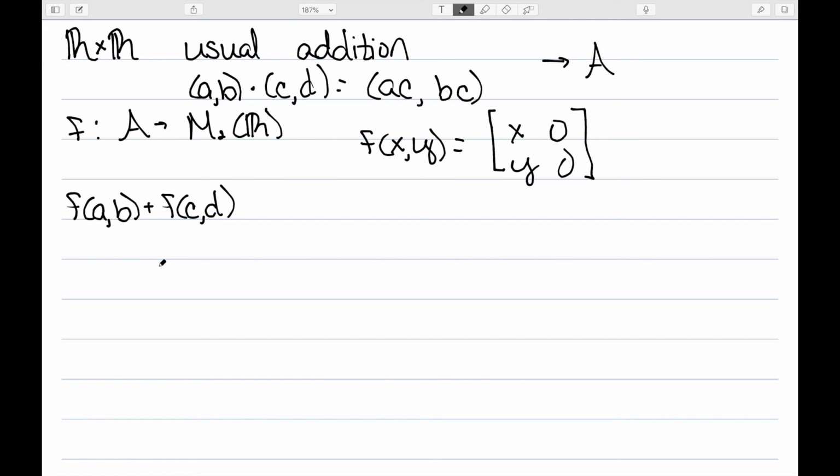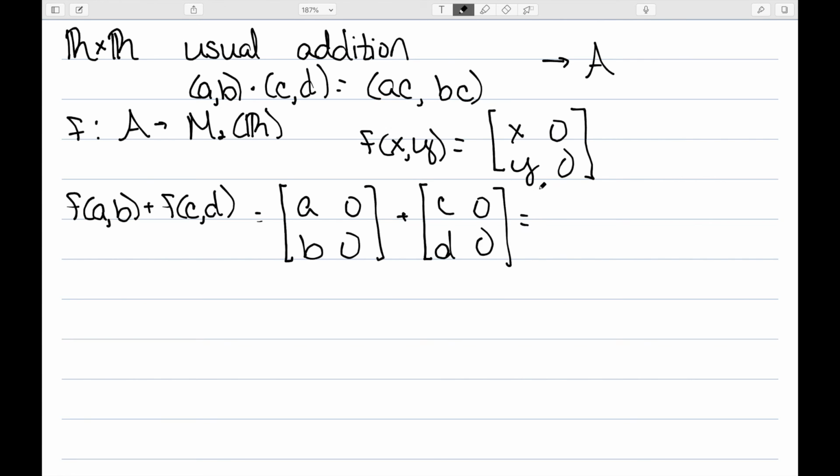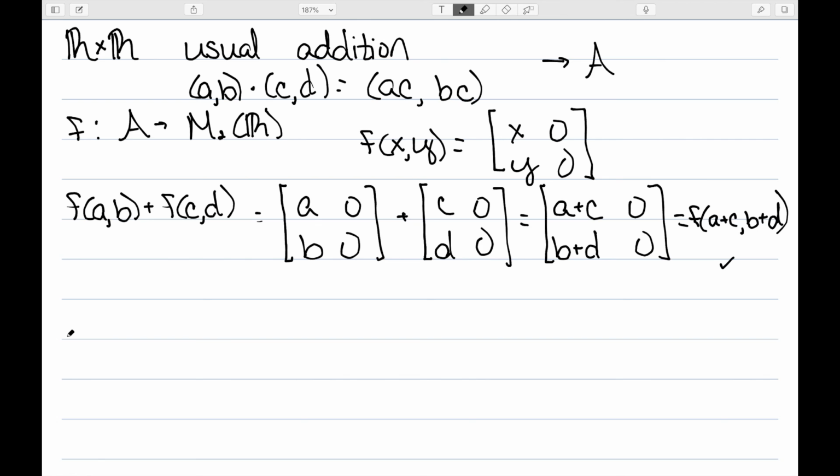Let's start with f of (a,b) plus f of (c,d). f of (a,b) would be [a, 0; b, 0]. f of (c,d) would be [c, 0; d, 0]. I can add these two to get [a+c, 0; b+d, 0], which is exactly f of (a+c, b+d), which is exactly what I need for my homomorphism.